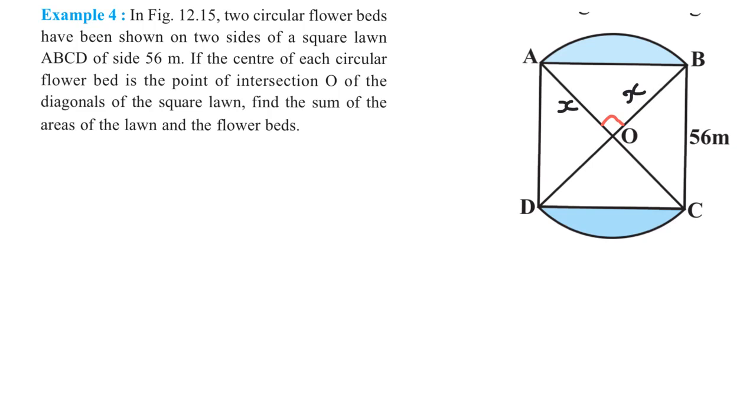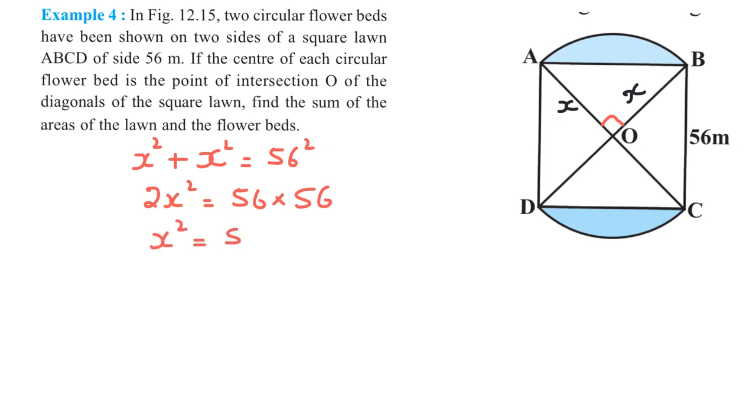So triangle AOB is a right angle triangle. So can we apply the Pythagoras theorem? So x squared plus x squared is going to be equal to 56 squared, right? Because AB is 56. So 2x squared is going to be equal to 56 times 56. x squared is going to be 56 times 56 divided by 2. So x squared is going to be equal to 28 times 56. Let's keep it at that.